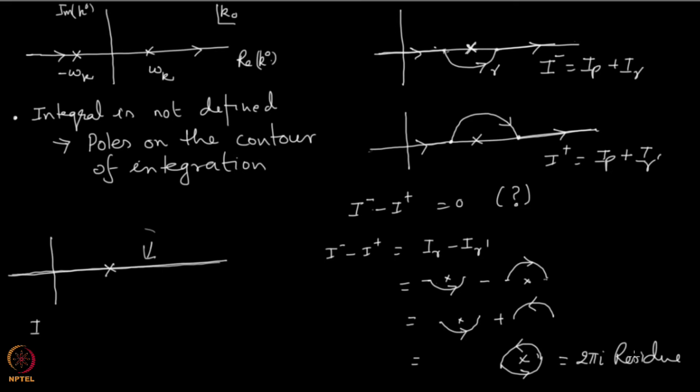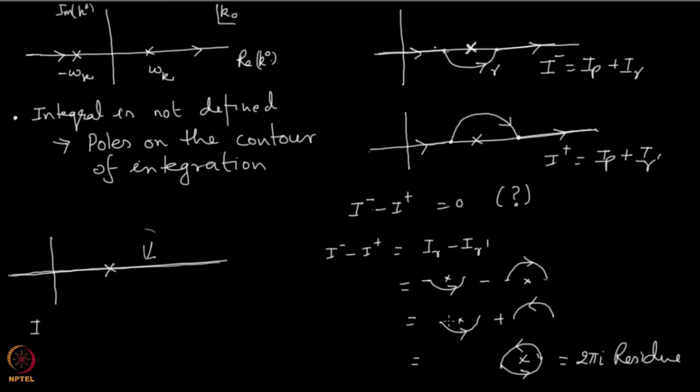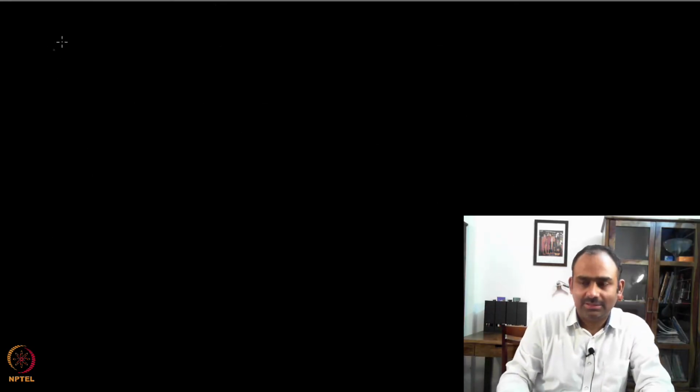So, we see that if you have a pole on the integration contour, that is not defined, as I have shown you here. So, which means the integral with which I wanted to play for a while is not a defined integral. So, I will now play with another integral. So, now I will look at a different integral.